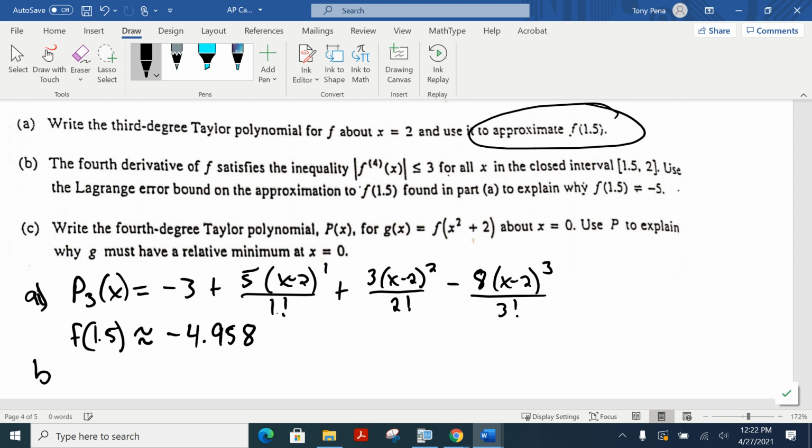All right. Then letter B, a little weird now, but it's another error idea. So a bunch of the questions, and the last one we didn't, but the 2 we did yesterday in their entirety had some error questions. So it says the fourth derivative of our function would satisfy this inequality, right? So this is just saying that the fourth derivative, absolute largest value possible, would be a 3 on this interval of a -1.5 to 2. So it says, using our error bound, on the approximation that we just found in part A for 1.5, explain why it would be impossible for the real value of 1.